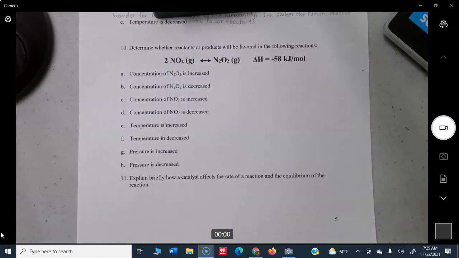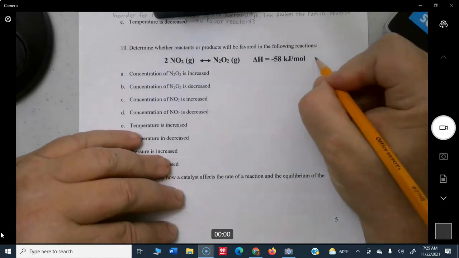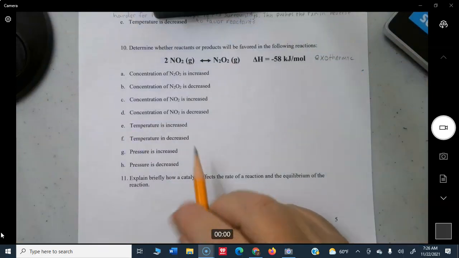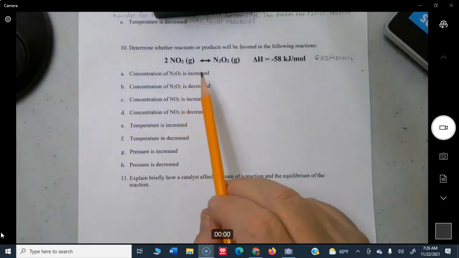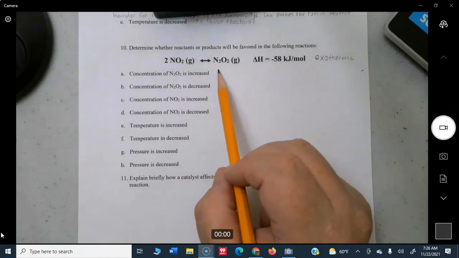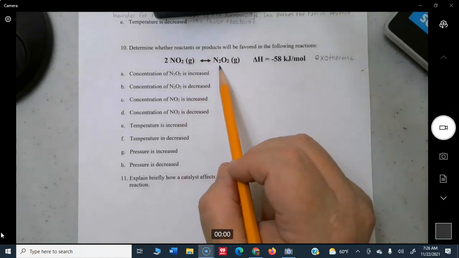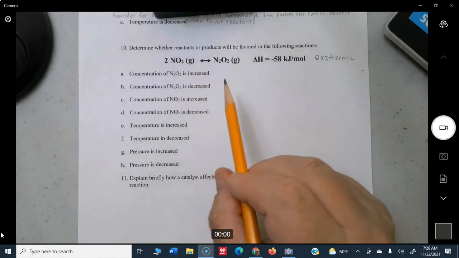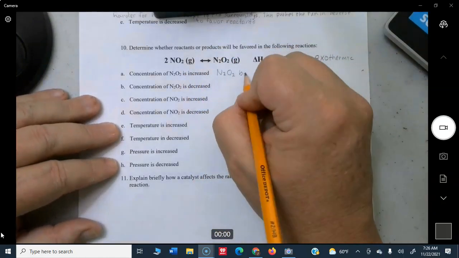So determine whether reactants or products will be favored. Okay, so we have a synthesis reaction of 2NO2 to produce N2O4, and that has a delta H of negative 58. So again, that's exothermic. All right, so the concentration of NO2 is increased, so you're increasing the concentration of this. The room is becoming more crowded, and so the reaction moves backwards to the left. It moves in the reverse direction.